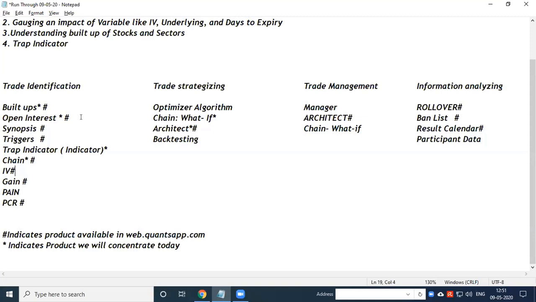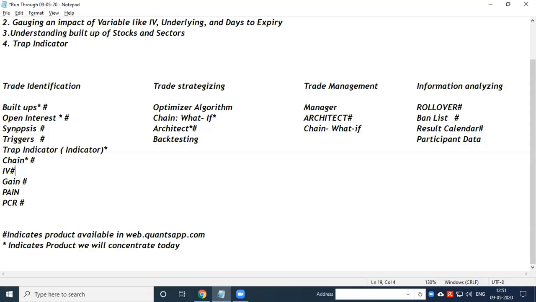So if you are seeing a long buildup, and along with that you are seeing in the open interest an unwinding on the call side, that means the call writers are unwinding the position. Then it's a trade to go long in the option, because now the call writers are seeing panic and there is an upward thrust coming up.